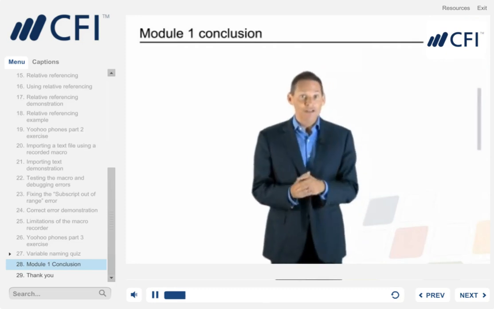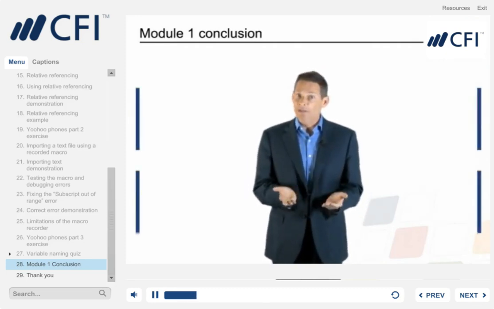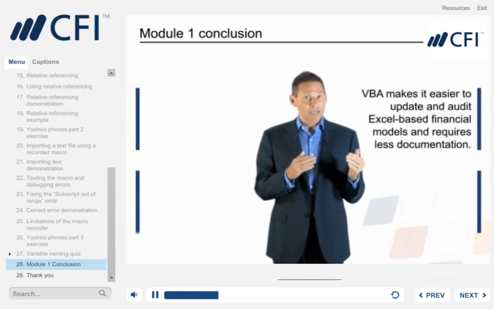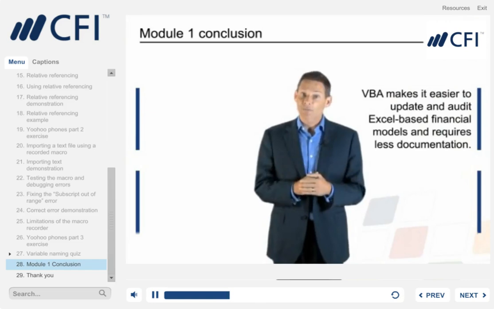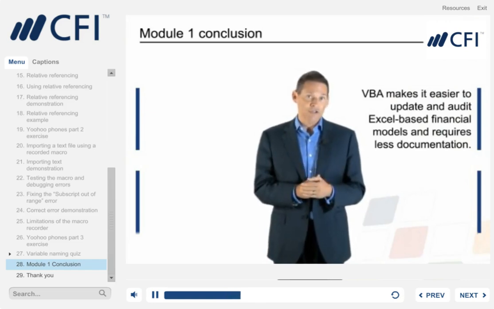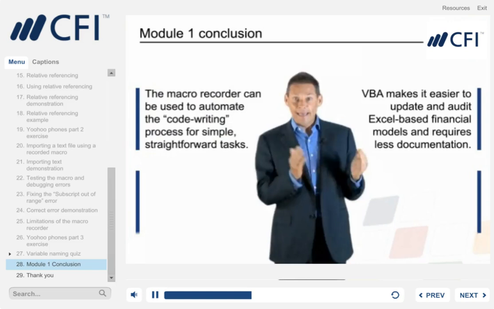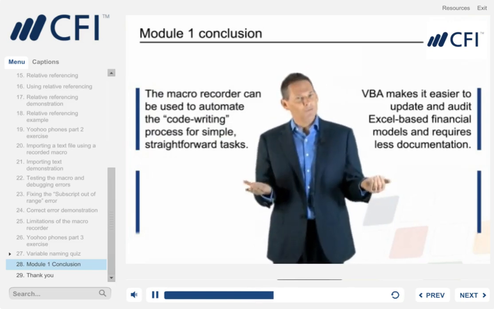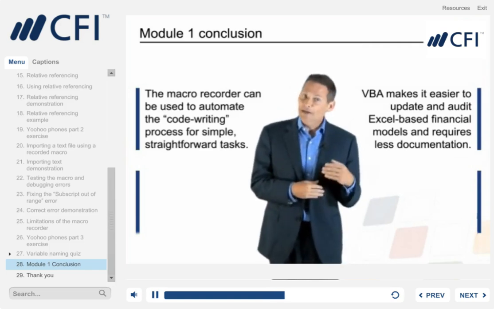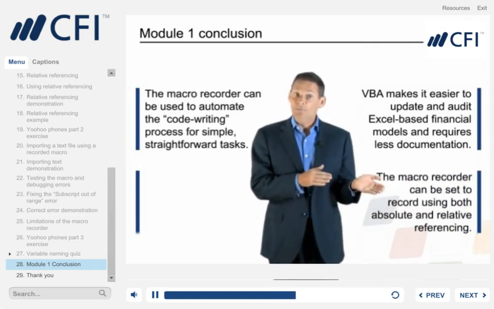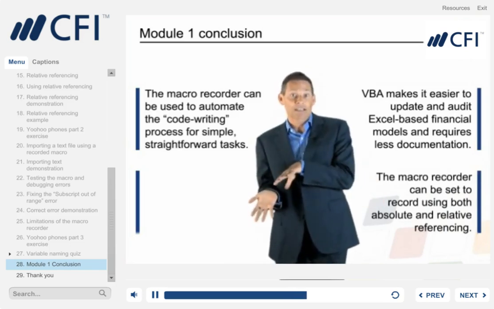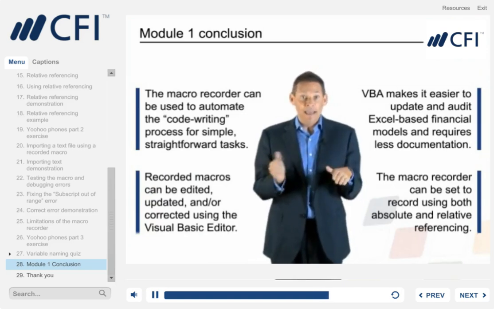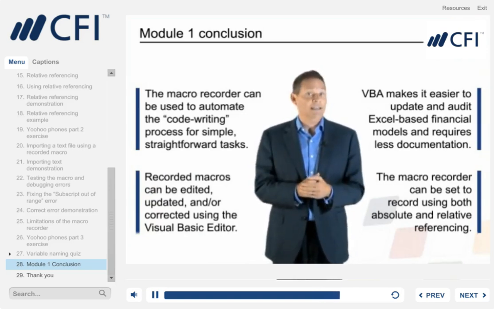That concludes this introduction to VBA recording macros. The key messages from this session are: VBA makes it easier to update and audit Excel-based financial models and requires less documentation. The macro recorder can be used to automate the code writing process for simple, straightforward tasks. The macro recorder can be set to record using both absolute and relative referencing. Recorded macros can then be edited, updated, and corrected using the Visual Basic Editor.